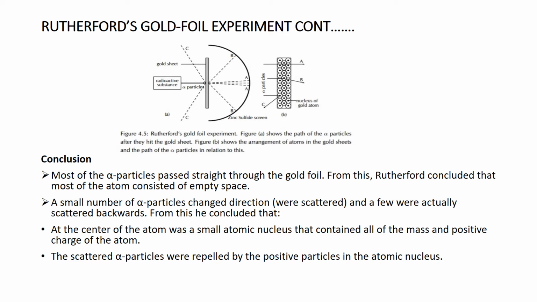And he also discovered that a small number of alpha particles change direction. As you can see, the arrow labeled B in figure 4.5b, you can see that they do pass through, but now they change direction. And he also discovered that a few scattered backwards. As you can see, the arrow labeled C, they do not go through. So from these two, he concluded that at the center of the atom, there's a small atomic nucleus that contains all of the mass and positive charge of the atom, which would cause the scattering and the changing of direction. The scattered alpha particles were repelled by the positive particles in the atomic nucleus.